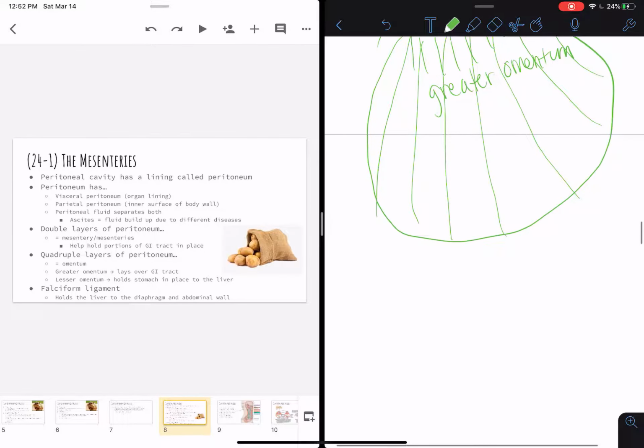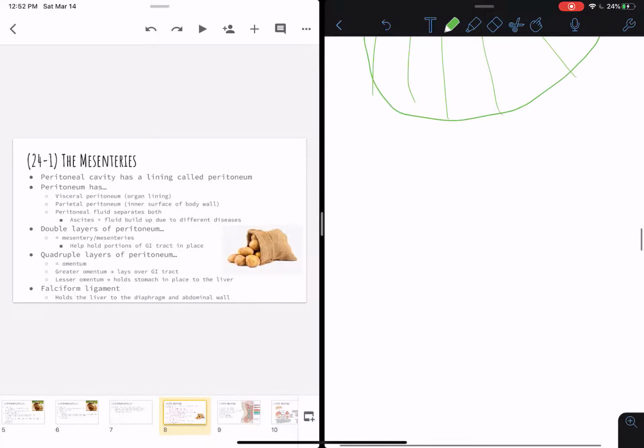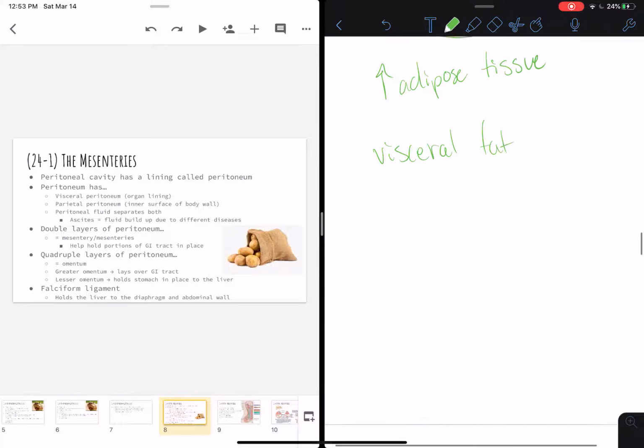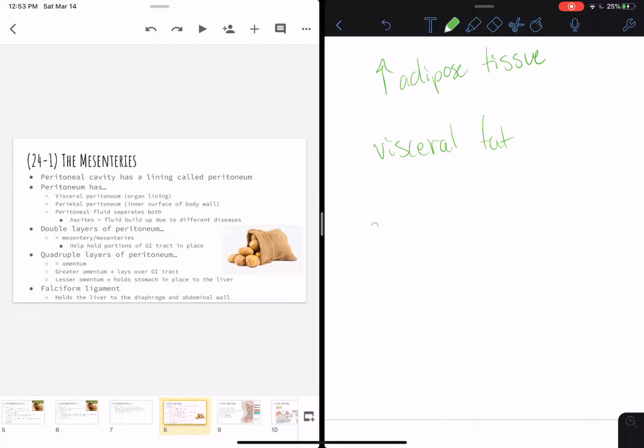Okay. Greater omentum. I told you it has a lot of adipose tissue. So of course that's going to provide insulating properties and also protective properties. But let's talk about some not so helpful pieces. So we have what we call visceral fat. And we also have something called subcutaneous fat.